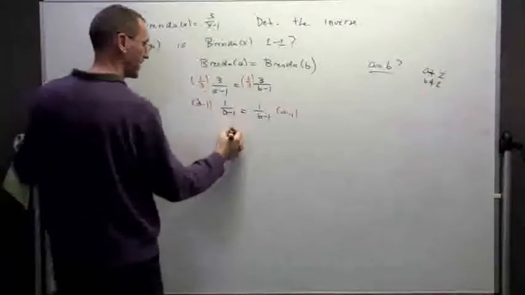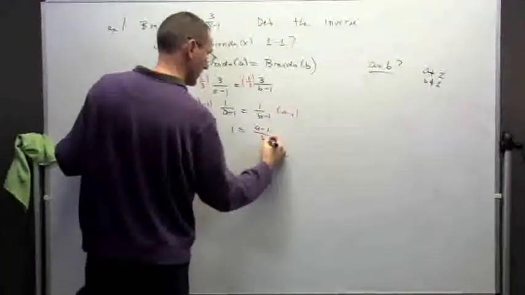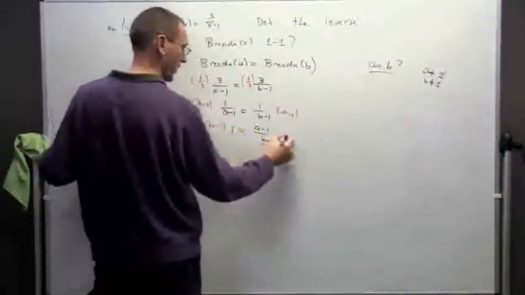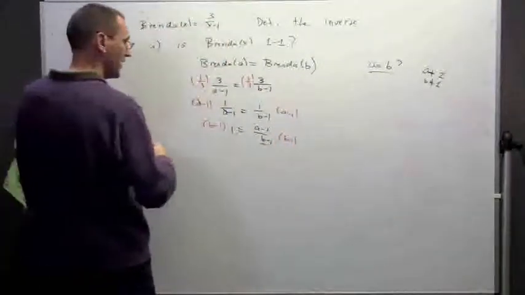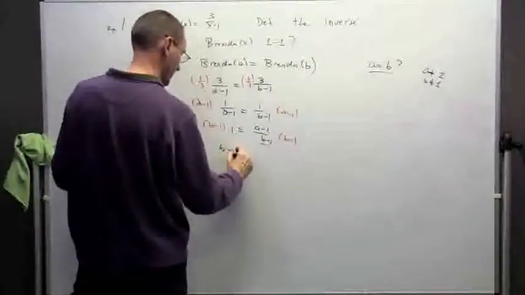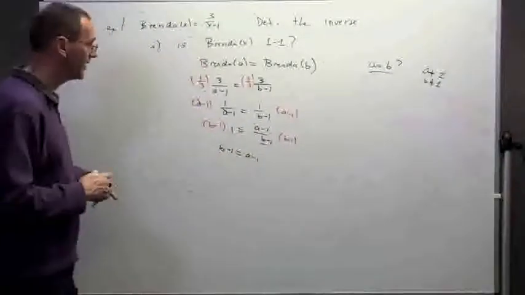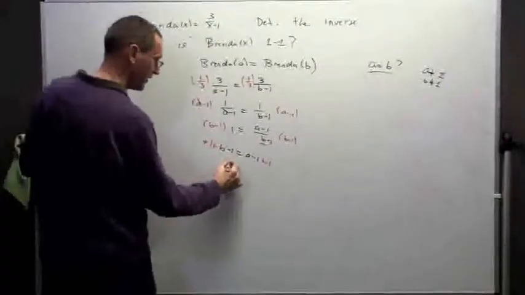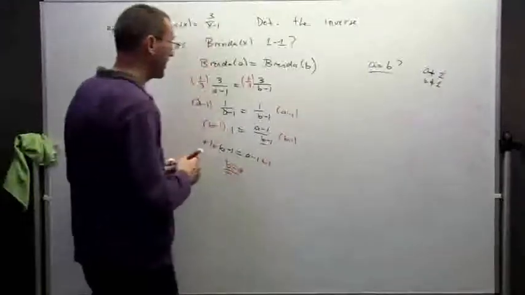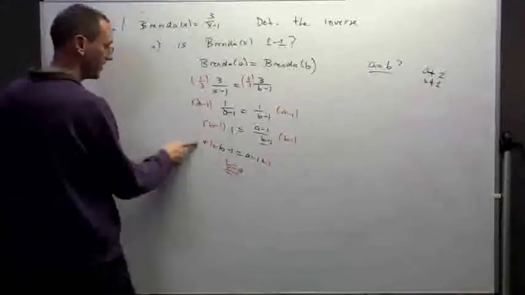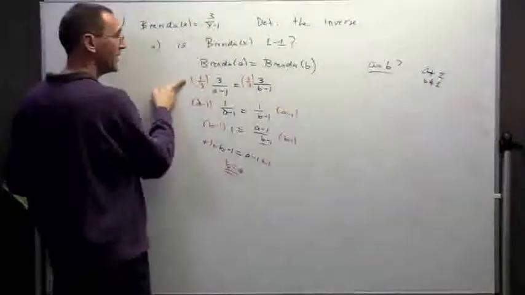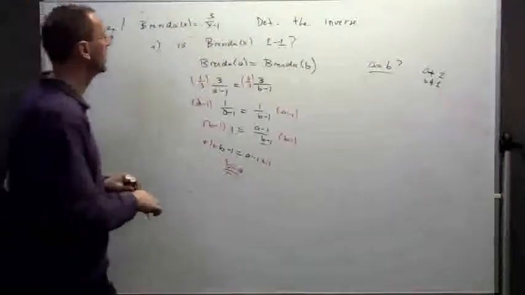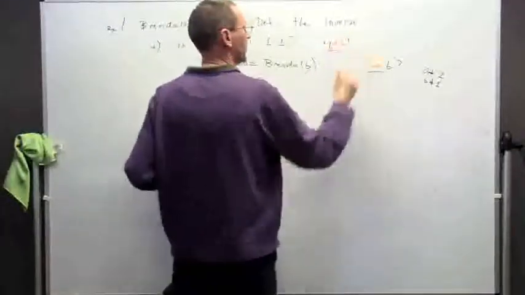Now here, these are going to cancel. So I get that. Now I've got, this is causing a problem, so let me multiply both sides by b minus 1. Now those will cancel. So I get that. And now let me add 1 to both sides. To get rid of that, and I get that B has to equal A. And notice all the steps I have here work backwards, so if Brenda of A equals Brenda of B, then A must be equal to B. So the function is 1 to 1.